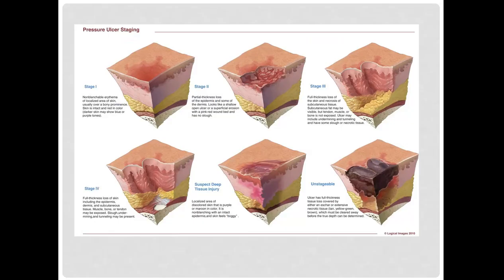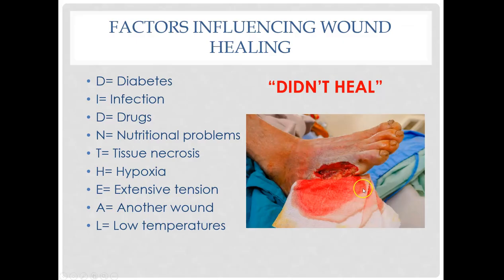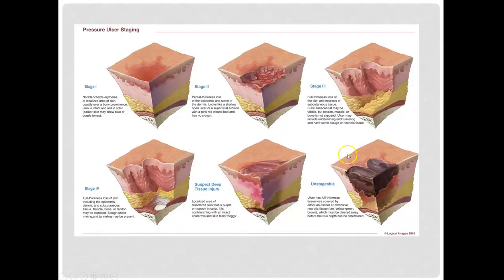Okay, and then here's a good visual here. So stage 1, non-blanchable. Stage 2, we can see into the dermis. Stage 3, we're down to the subcutaneous tissue. Stage 4, we can see muscle, tendon, or even bone. Here, if it looks like this, we suspect a deep tissue injury. Okay. The skin will feel kind of boggy. And then unstageable, you've got this eschar here, so you can't really determine how extensive the tissue loss is.